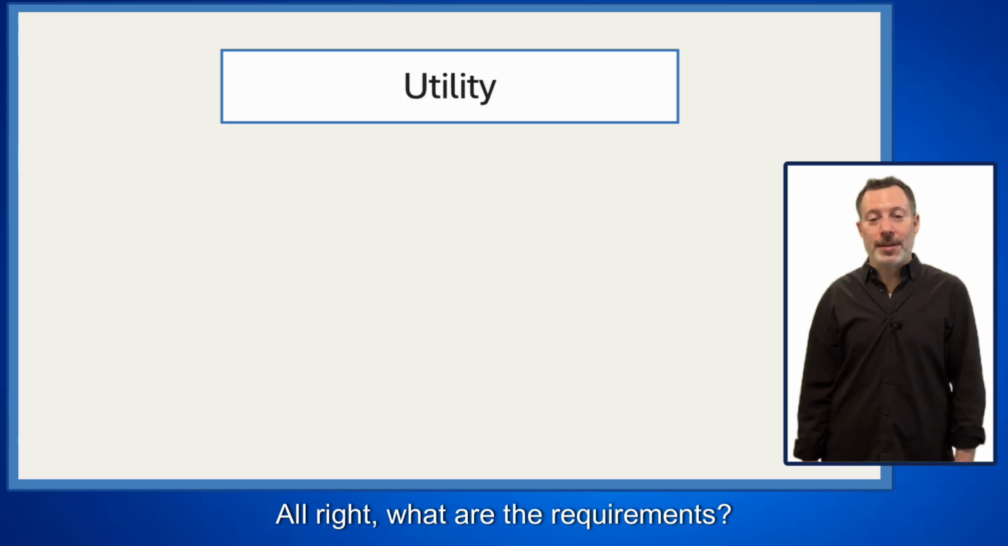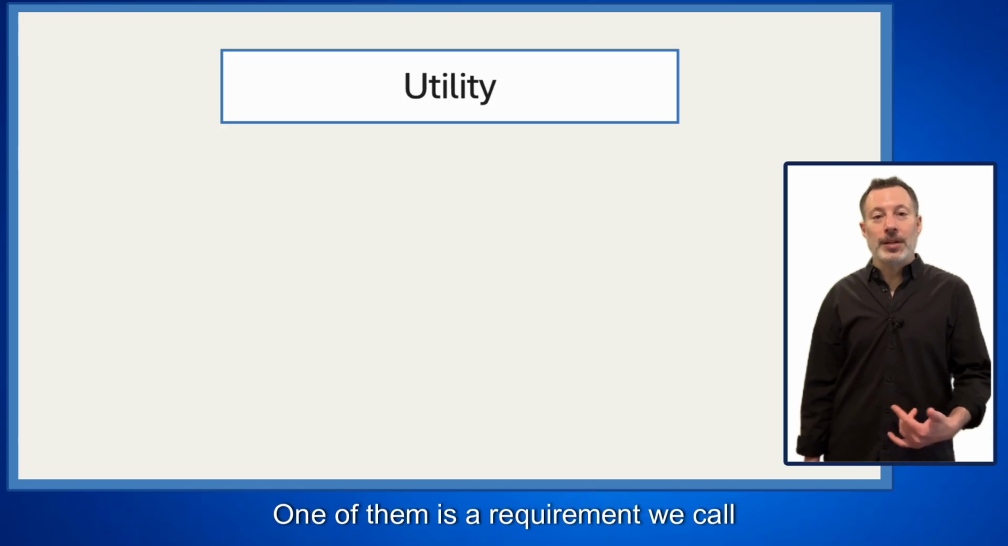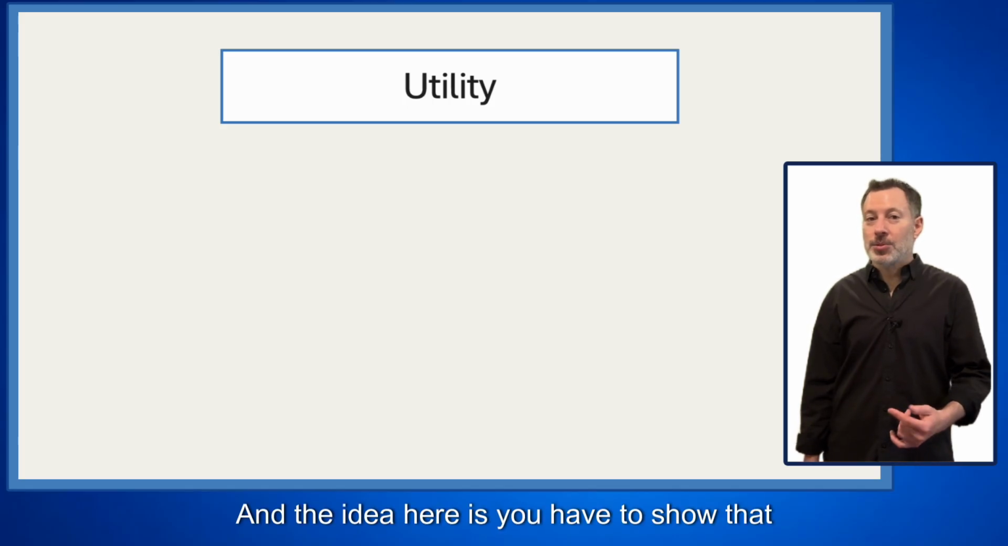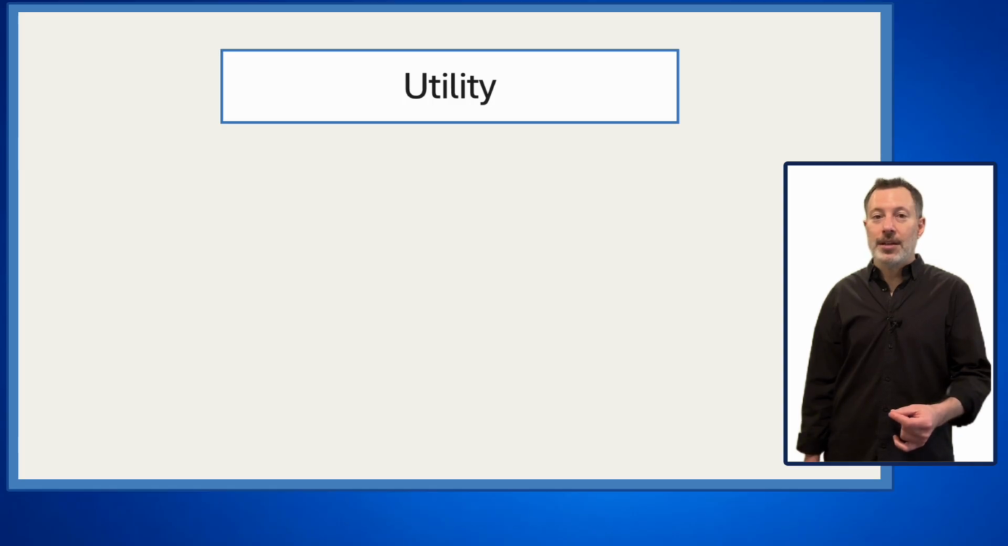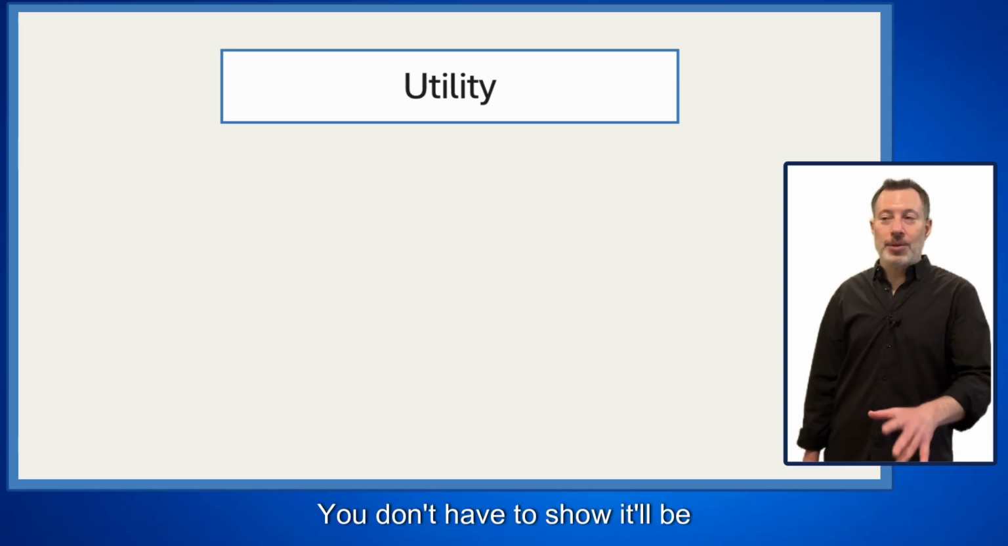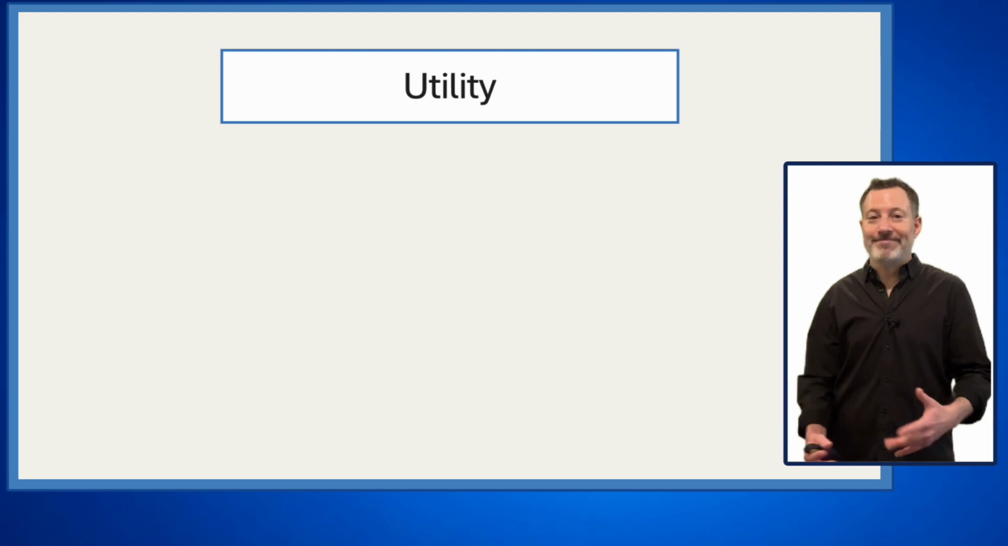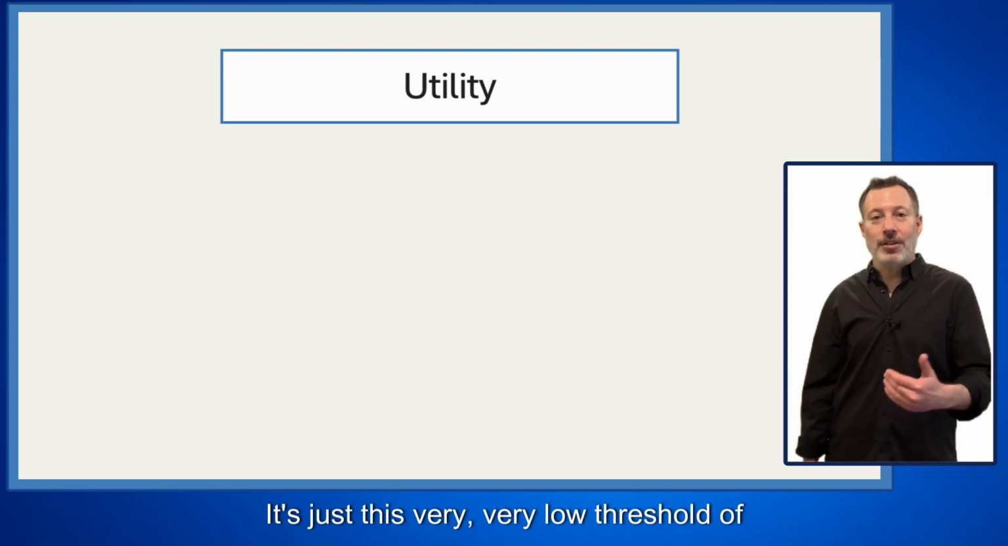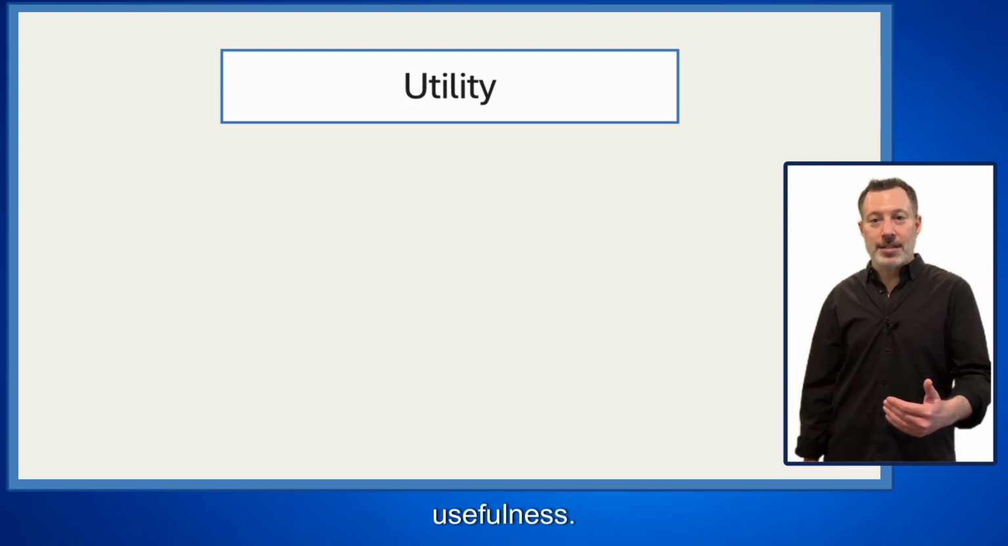All right, what are the requirements? One of them is a requirement we call utility. And the idea here is you have to show that your achievement is useful. Now be careful, you don't have to show it's great. You don't have to show it'll be commercially successful. It's just this very, very low threshold of usefulness.